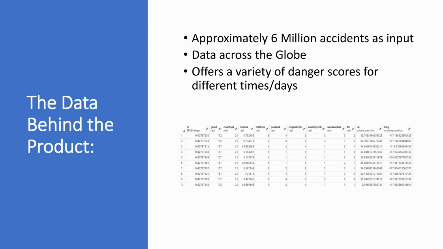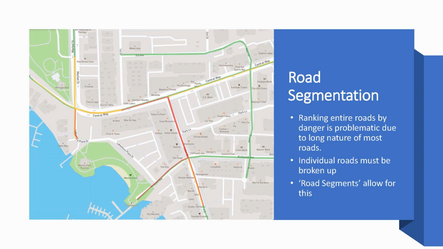The product is founded in an incident database of more than 6 million accidents strong. We have danger data in 5 continents, with higher concentrations in North America and Europe. So, we want to assign danger ratings to roads. What does that even mean?